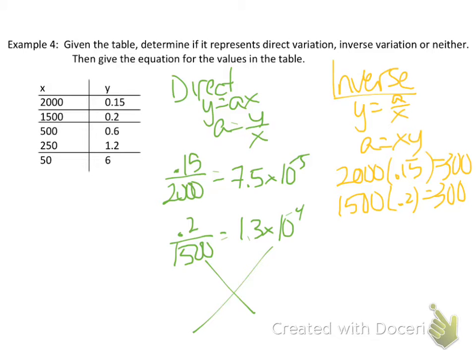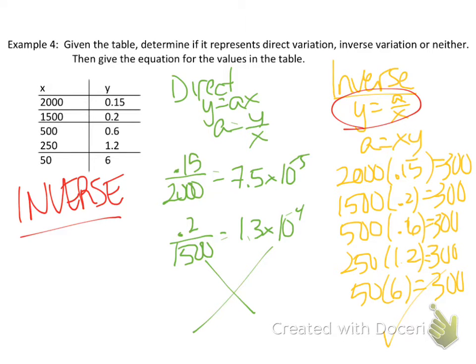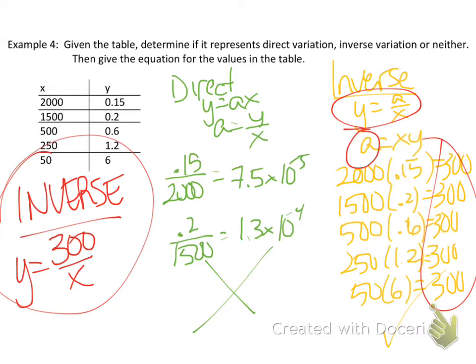But you need to make sure you check all the data values, because all it takes is one to blow the idea that it's inverse variation. So checking all of these values, they do come out to be 300, so it is inverse variation. The model is y equals a over x, and we just solved all these for our a, so our a is 300 over x, and that's inverse variation.